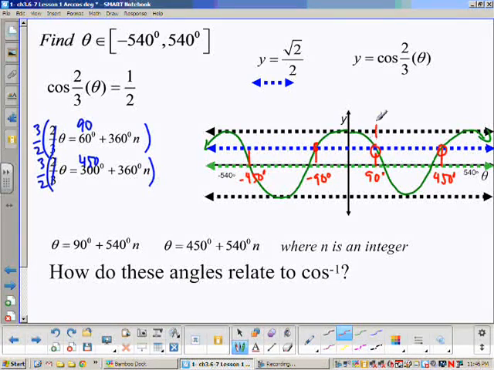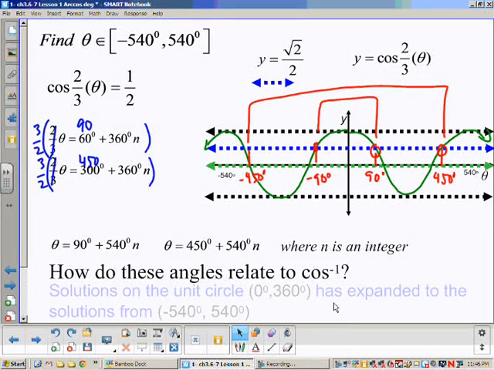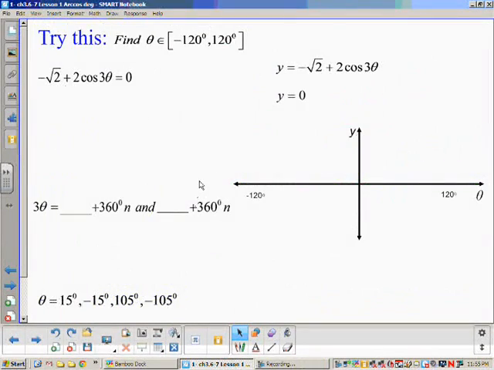Okay, and we start to notice a little bit of symmetry here, and we've seen it before with cosine, something to pay attention to. Now, how do these angles relate to inverse cos? The solutions on the unit circle have been expanded all the way out to negative 540 to 540. Okay, you try this one now.